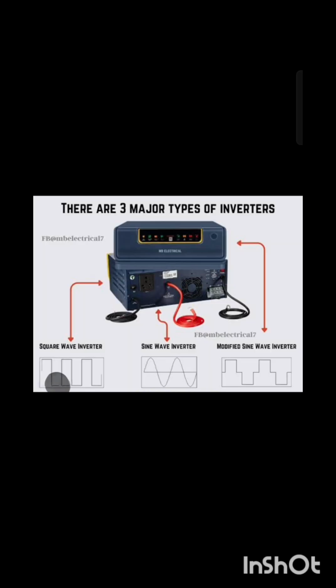There are three major types of inverters, based on output waveform: square wave inverter, modified sine wave inverter, and pure sine wave inverter. The square wave inverter is simple and cheap, but low efficiency and noisy. The modified sine wave inverter is better than square but still not perfect. The pure sine wave inverter is high quality.